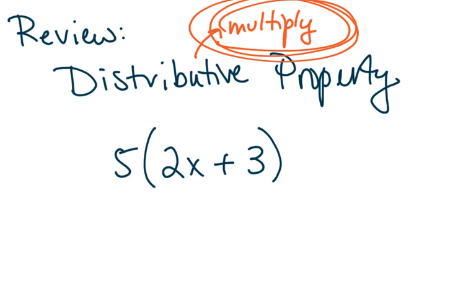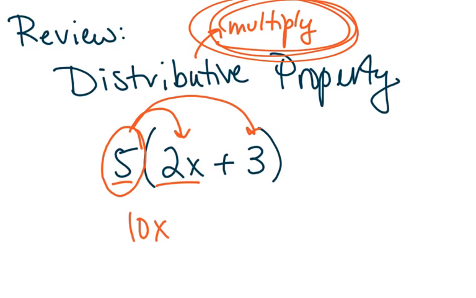We're just taking the number that's outside of the parentheses, and we're multiplying it by everything inside. So we're going to multiply it by the 2x and the 3. If there's more inside the parentheses, we multiply more. It doesn't apply to anything outside the parentheses, only to the things inside. So in this case, 5 times 2x is 10x, and 5 times 3 is 15. So this would be my final expression here.